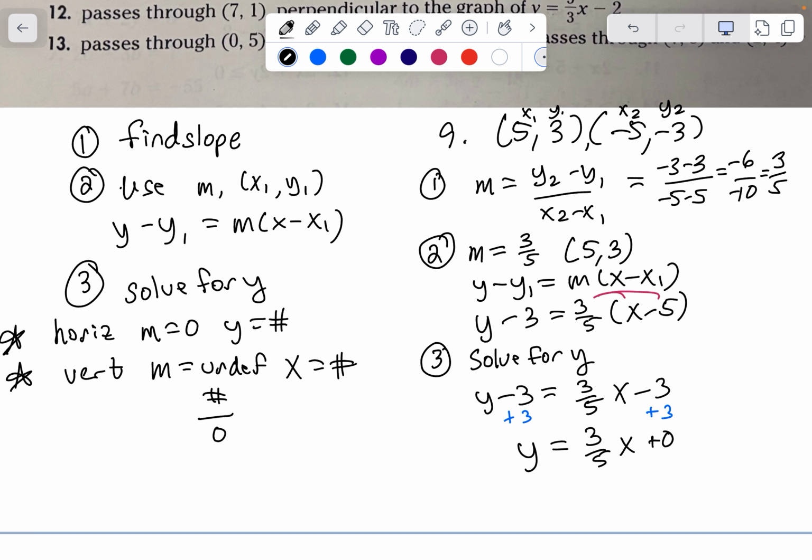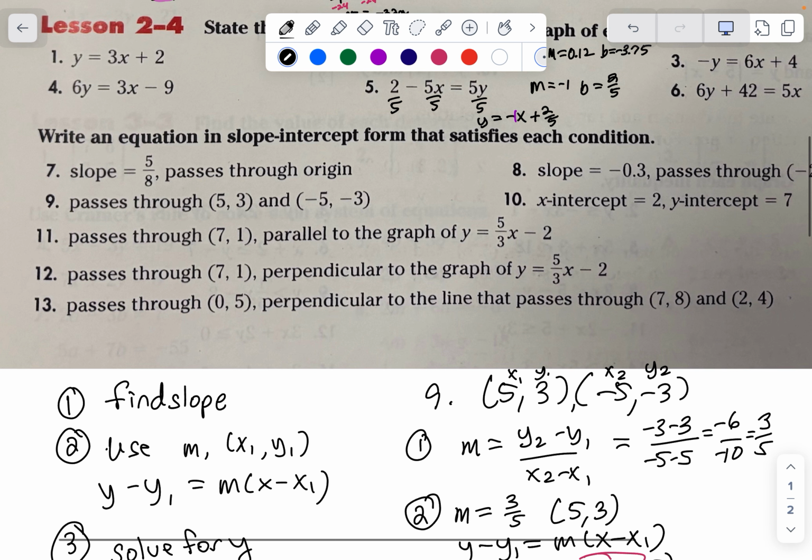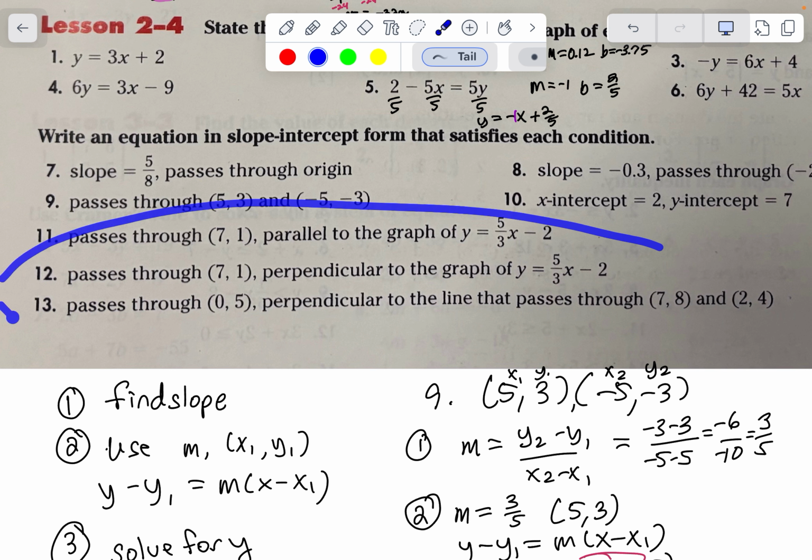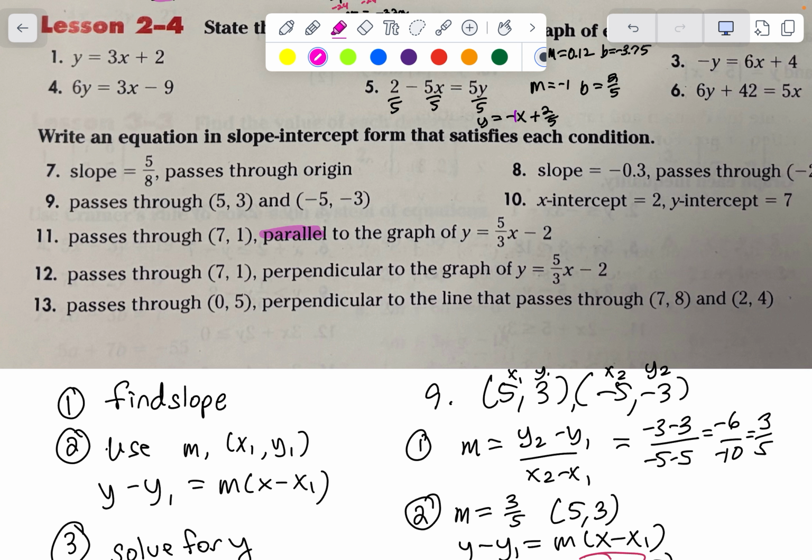Okay, let's take a look just at these 3. We're just going to read them together, okay? So remember, you have to find the slope, then you have to use that formula, and then solve it for y. So that's what you do every time. In 11, they have used the word parallel. When 2 lines are parallel, what do we know about their slope? Yes. It's the same.